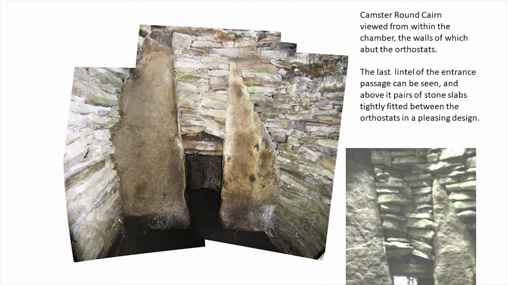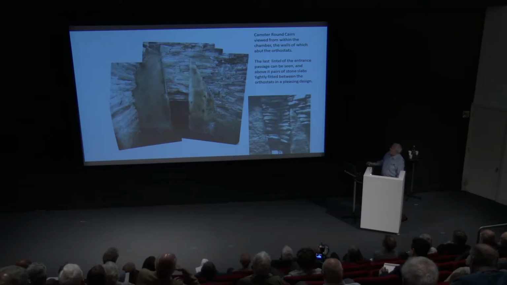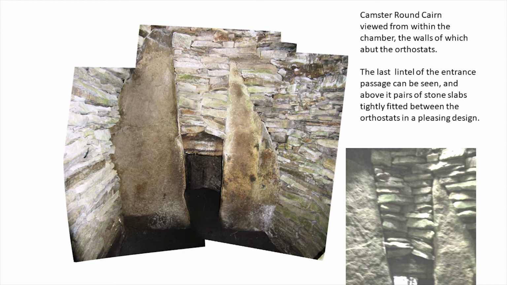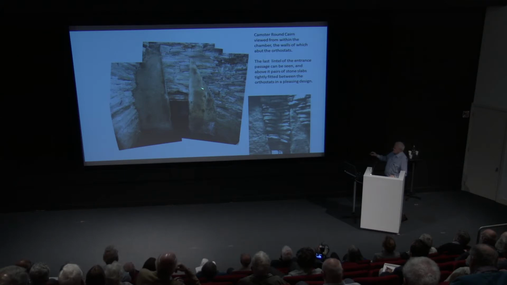To rivet against the pressure of the tholos, or, to help with managing the tholos and stop it from spreading, one solution, which we see in Camster Round cairn, is to put in two enormous orthostats there, to build the tholos up against the back edge of them, and then to prop them apart with these stone blocks so that they resist the attempt of the chamber to fold in on itself. That's one solution.